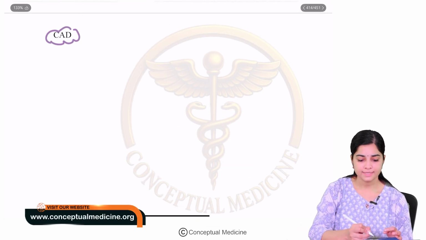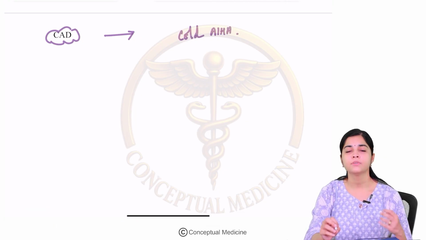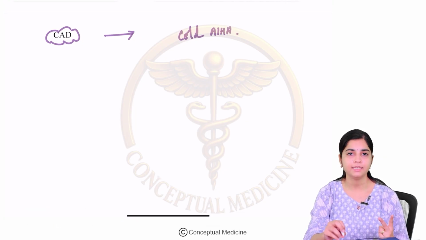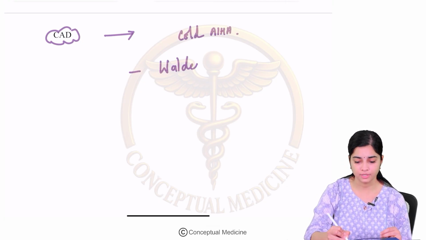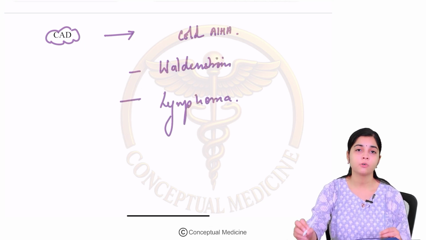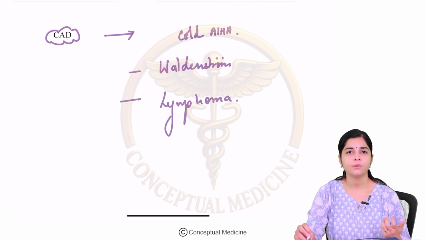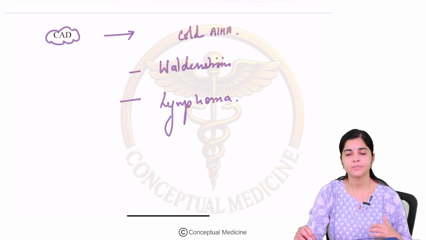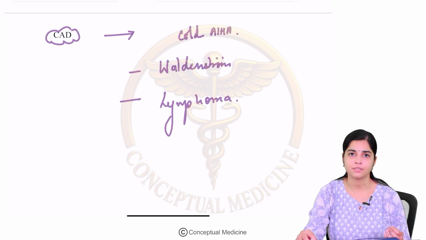Then cold agglutinin disease is the prototype of cold AIHA, right? We had seen the salient features just now. You will have to remember the two most important malignancies which can be associated with cold agglutinin disease: Waldenström's macroglobulinemia and lymphomas. Management of cold agglutinin disease predominantly involves treatment of the underlying cause, and whenever there is a hemolytic episode, you may have to transfuse them. They may require steroids intermittently as well.